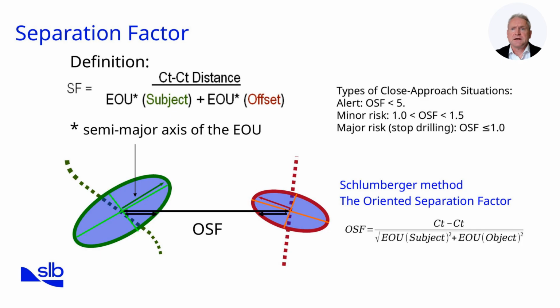SLB developed the concept of the OSF to provide a standardized measure that accounts for directional uncertainty. The separation factor highlights how even small inaccuracies in survey measurements can significantly reduce confidence in well positioning. Therefore, understanding and applying SF values is essential for safe decision-making during both planning and real-time drilling operations.